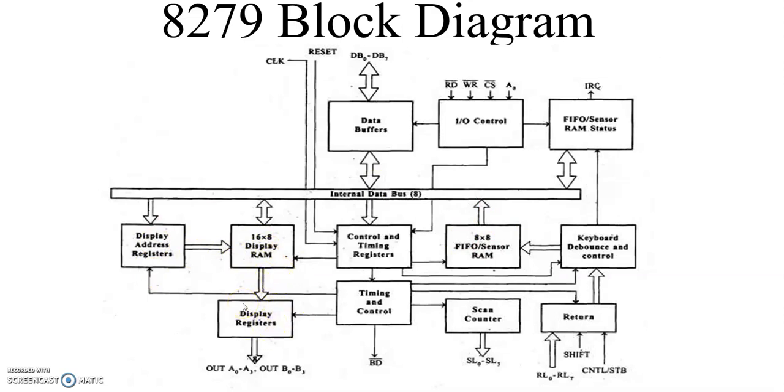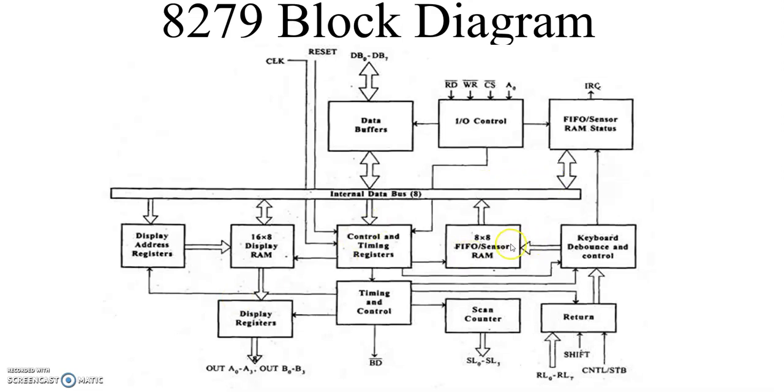So the display address register holds the address of the word currently being written or read by the CPU on or from the display RAM. So the contents of the register are automatically updated by the 8279 to accept the next data entry by the CPU.